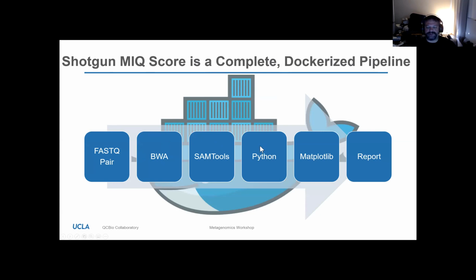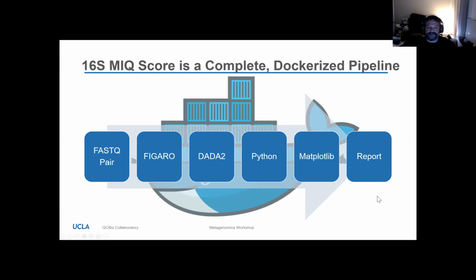I have some Python packages that then interpret the data, generate visualizations through Matplotlib, and kick out a report that is HTML formatted, so it will open up in your web browser for easy reading and visualization, and I think pretty much everyone has a web browser available. There's also a slightly different pipeline for the 16S. That has the same inputs and runs through the same Python packages as well. This one is using Figaro and DADA2 for the actual sequence analysis and calling taxonomy.